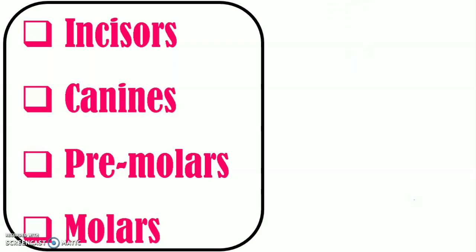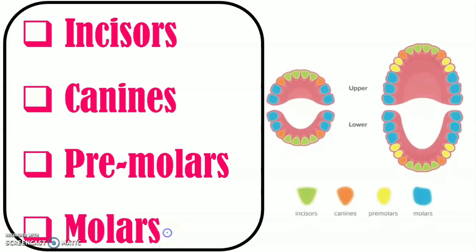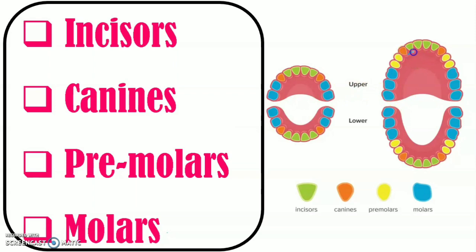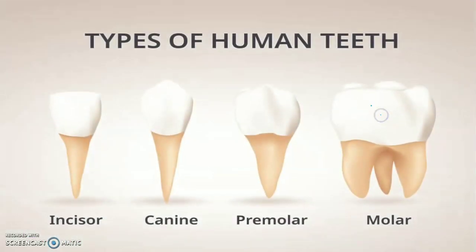So the incisors, the canines, the premolars and the molars are the 4 types of permanent teeth that we have in our mouth. So you see this? The front teeth that you have are the incisors. Then the vampire teeth that you have just beside the incisors are known as the canines. And after that are the premolars and after that are the molars. You see, this is how the incisor looks, this is how the canine looks. So this is the premolar and this huge one is the molar.